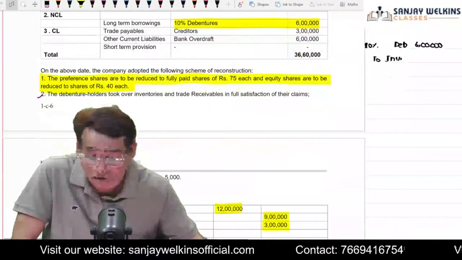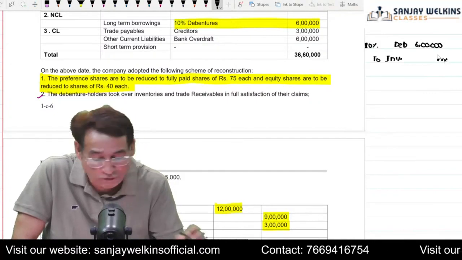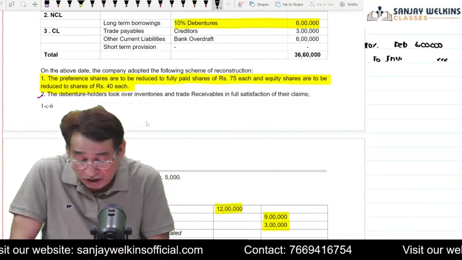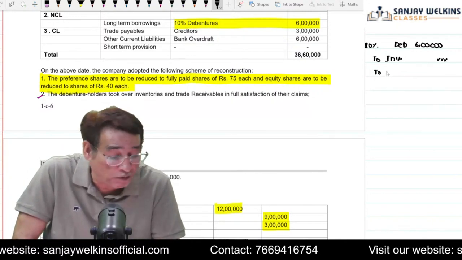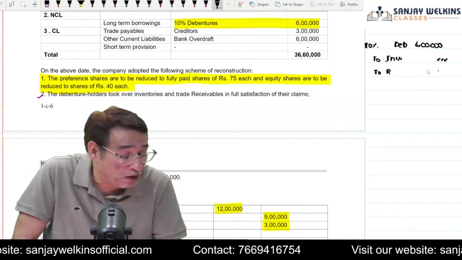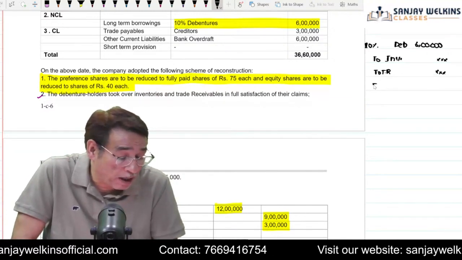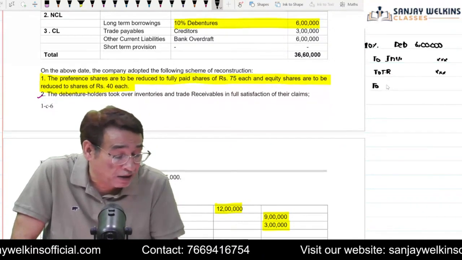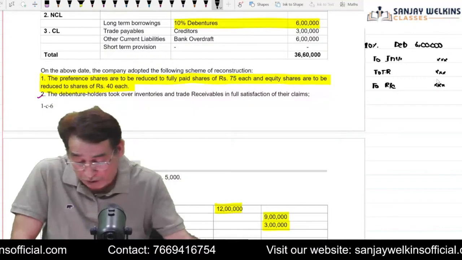In this particular question, I haven't given the amount, actually asset side anyway. Whatever amount of inventory is there, you write. And similarly, trade receivable also. They have taken over trade receivable also. So this will be the entry, trade receivable. Correct? And whatever balance will be there in case, then you will have to transfer it to reconstruction account. This is how you will have to pass the entry for this.